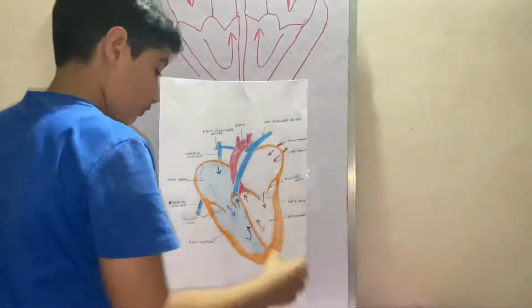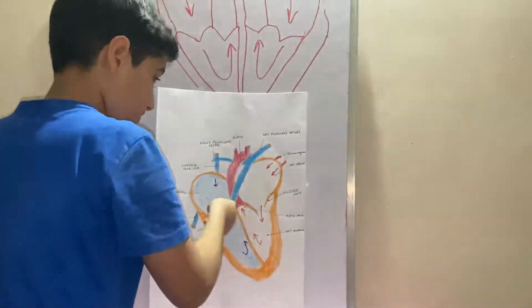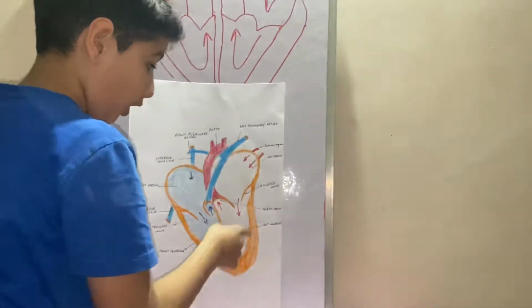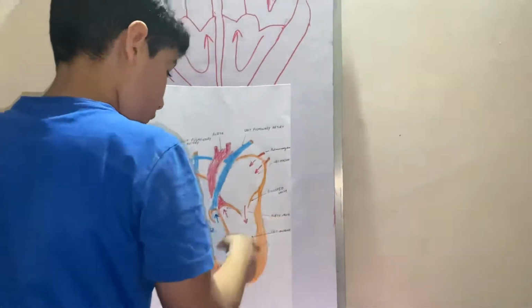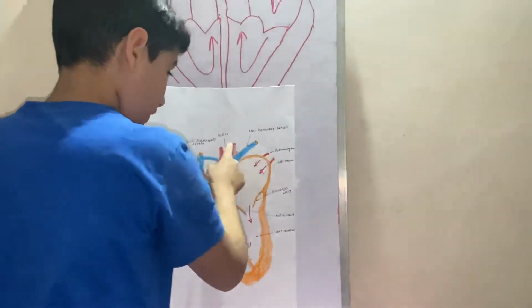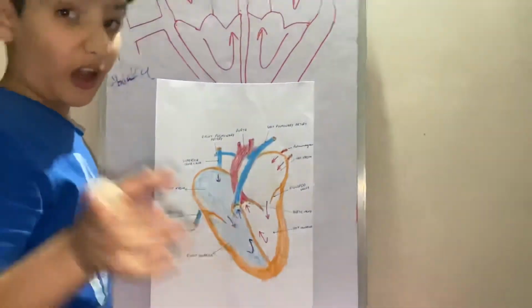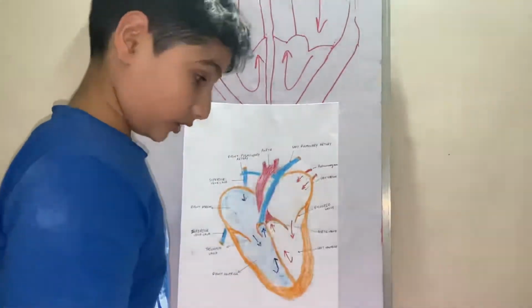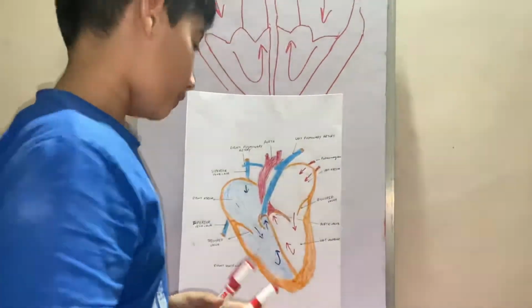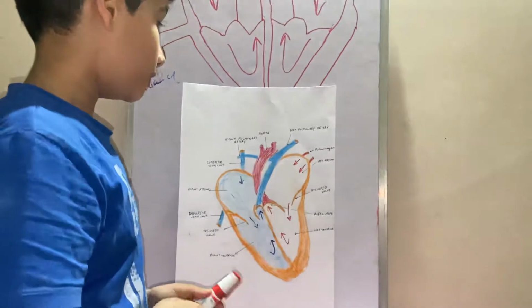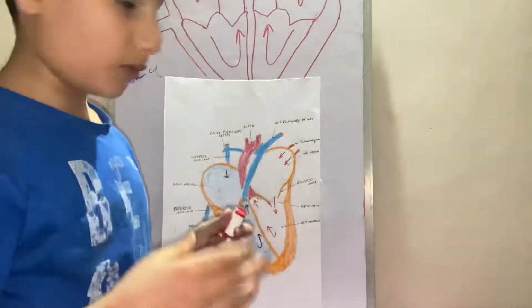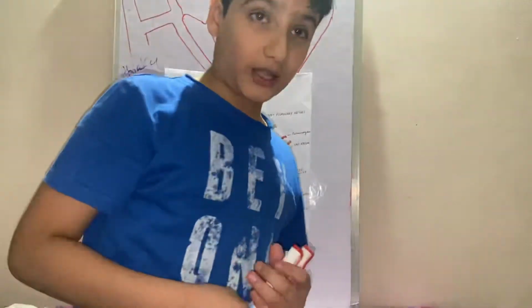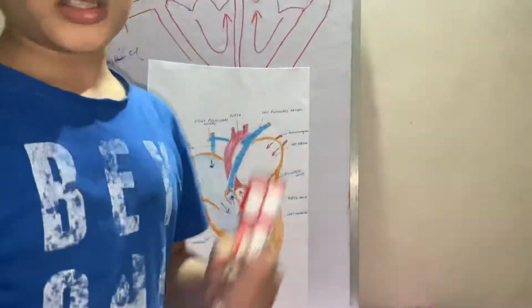From the left ventricle, it contracts again and ejects through the semilunar valve or the aortic valve. This is the aorta. It goes to the aorta, oxygenated blood. Then the aorta gives the blood to the whole body. This is the process of the heart. And also, we have 3 kinds of blood vessels: the arteries, the veins, and the capillaries.